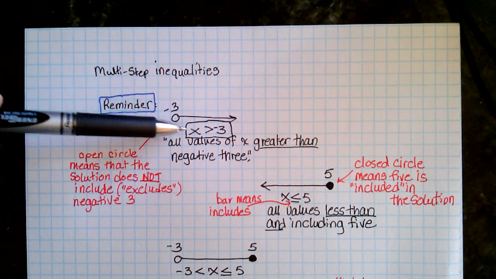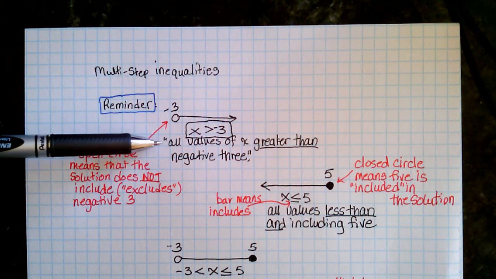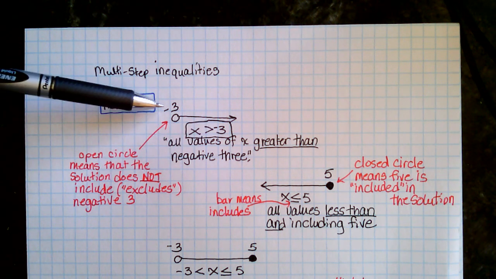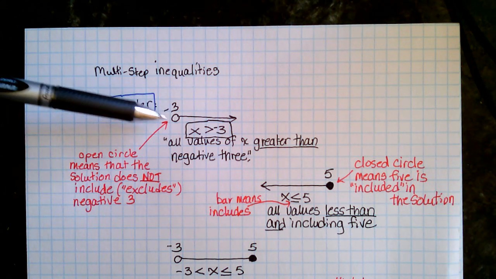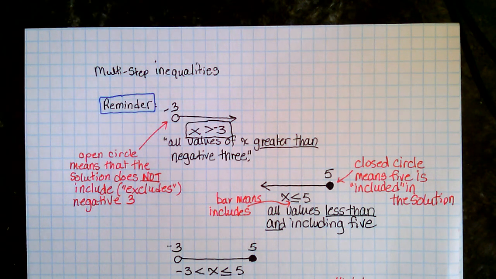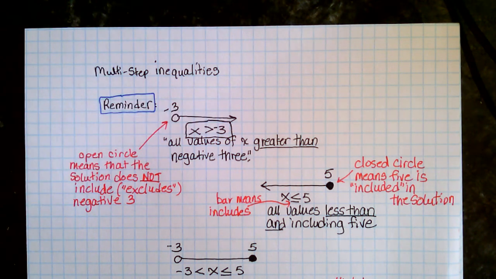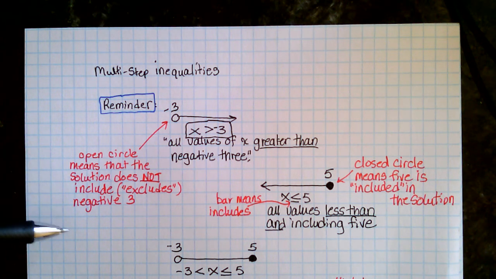So this statement, reading left to right, literally would translate in words as all values of x greater than -3. So to graph that, you would put the -3 on the number line, use an open circle, and draw an arrow to the right, indicating that starting at -3, but not including -3, all the numbers greater than -3 will work for that solution. Remember, in red here it says an open circle means that the solution does not include or excludes the number -3.